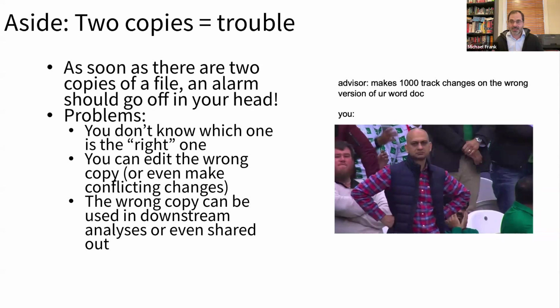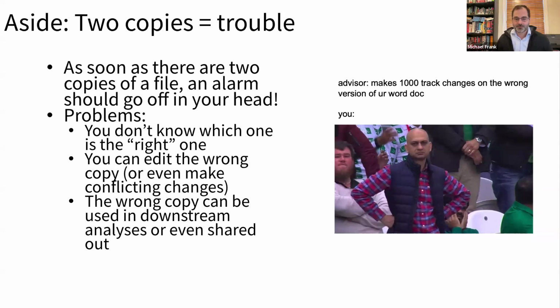I think the classic example of this kind of conflict is the advisor who makes 1,000 track changes on the wrong version of your Word doc. You get it back and you're like, no, I fixed all that stuff. Why did you make those changes? And the answer is because you sent them a copy and they worked from that copy. And they didn't have that pointer at all times saying, no, this is the version of record.